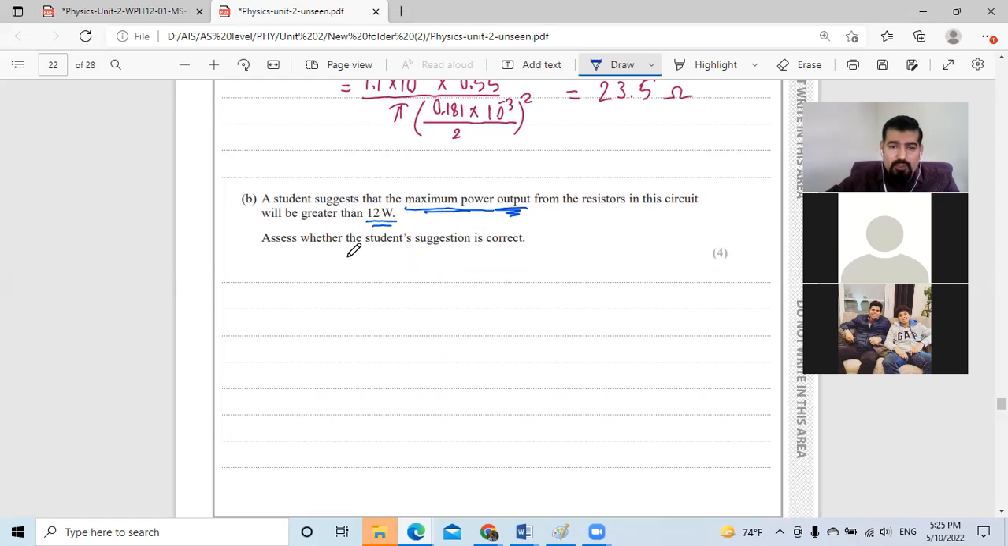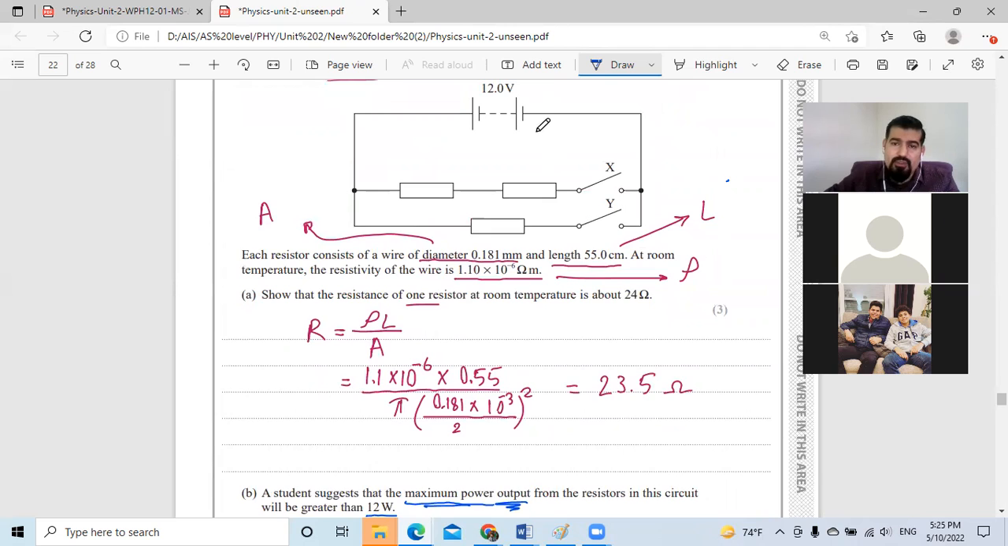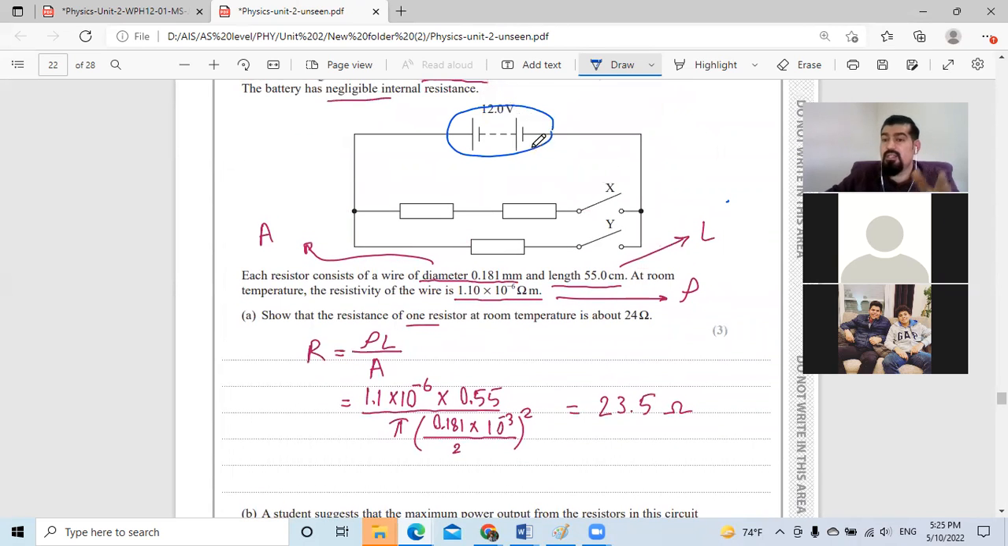Now what do we need to do? Look here at the circuit again. When they ask about the maximum power, that means they ask about maximum current. So for the maximum current, I need to close both the switches to get the maximum current.